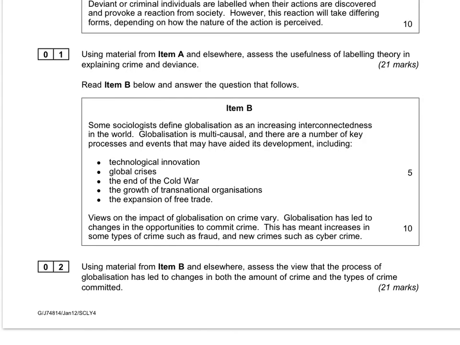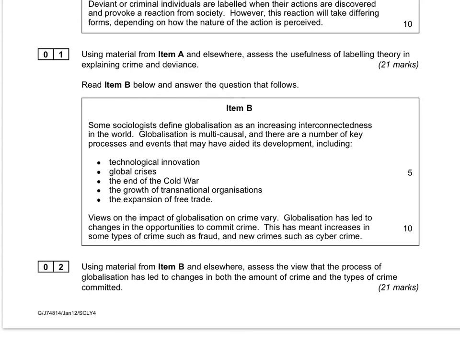Views on the impact of globalisation on crime vary. Globalisation has led to changes in the opportunities to commit crime. Okay, so straight away I'll be thinking, hang on, what opportunities to commit crime are being developed because of globalisation? Things like the technology, the international war on terror, those sorts of things. And this has actually meant increases in some types of crime, such as fraud, and brand new crimes, such as cybercrime. So this item has given you loads of information, lots of ideas to get started.